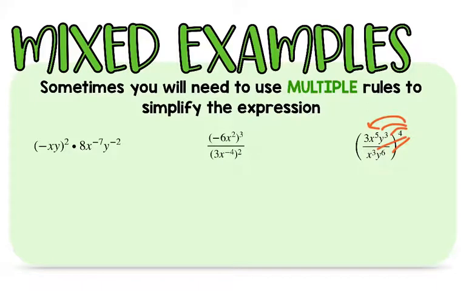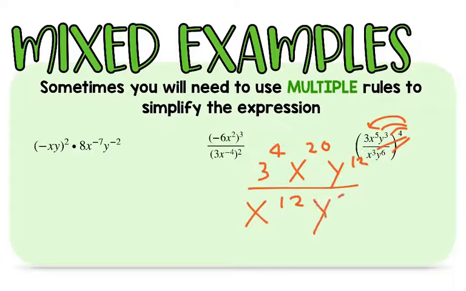So a good first step here is to distribute the exponents to everything and just rewrite what you have. So that gives me 3 to the 4th, x to the, remember we multiply our exponents here, so x to the 20th, y to the 12th, over x to the 12th, y to the 24th. After I multiply all those numbers together, that's what I get.